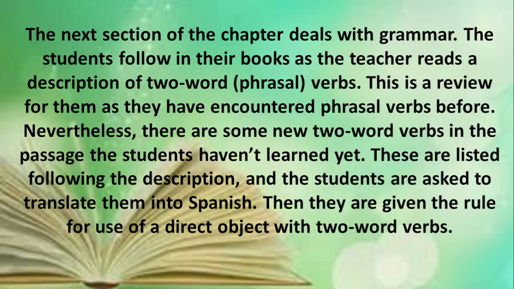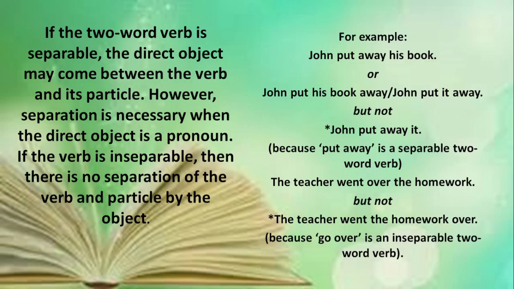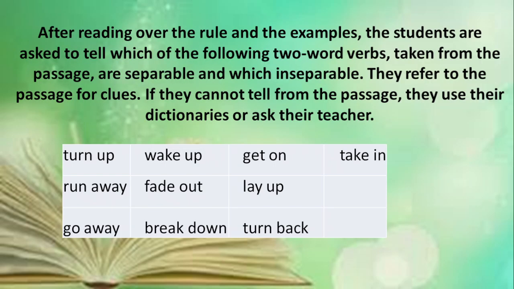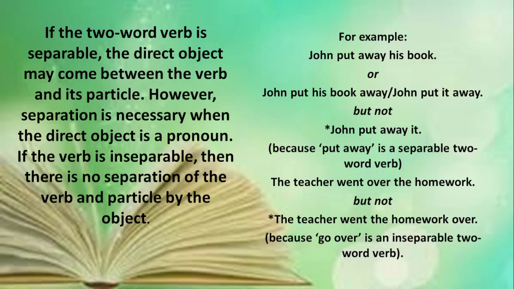If the two-word verb is separable, the direct object may come between the verb and its particle. However, separation is necessary when the direct object is a pronoun. If the verb is inseparable, then there is no separation of the verb and particle by the object. For example, John put away his book, or John put his book away, or John put it away. But not John put away it, because put away is a separable two-word verb.